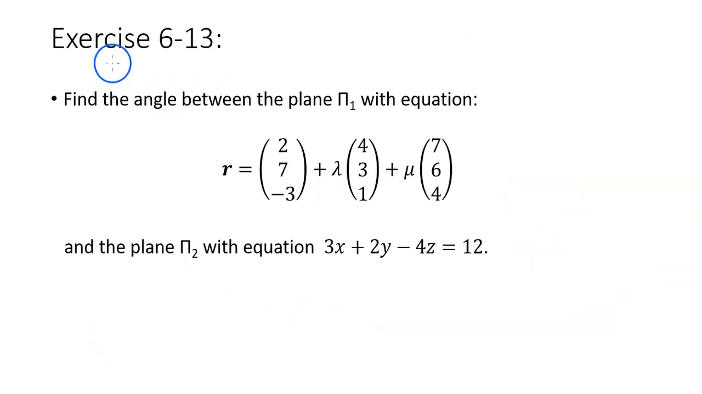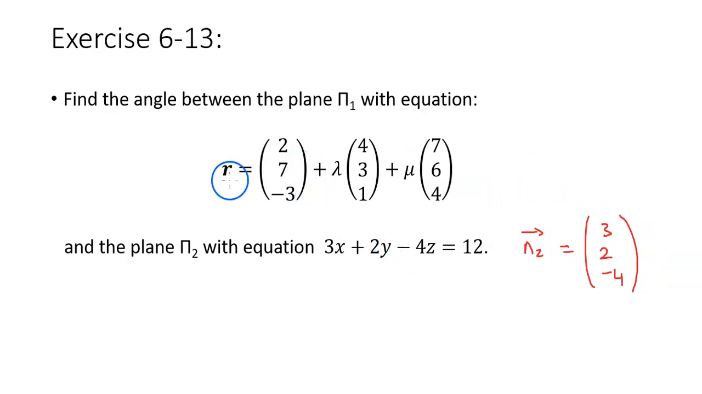So let's do an example, exercise 6.13. Find the angle between the plane pi1 with this equation here, it's in vector form, and the plane pi2 with this equation here in Cartesian form. So we already know the normal vector for pi2. It's 3, 2, negative 4.